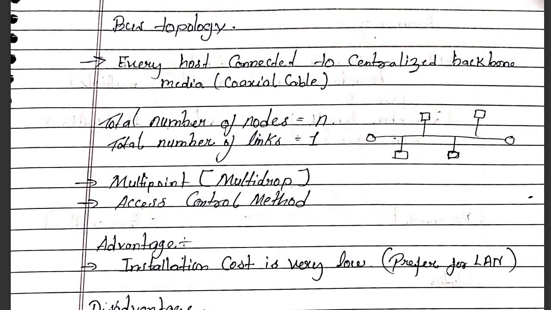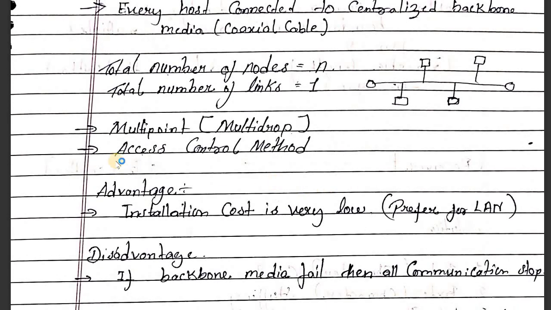The third one is bus topology. In bus topology, there is a central backbone media, meaning there is a centralized cable, and from that multiple nodes are connected. If there are n nodes, there is only one link, one coaxial cable. Here the data transmission is done by the coaxial cable, and from this coaxial cable there are branches which act like nodes. From the nodes we can access the data.